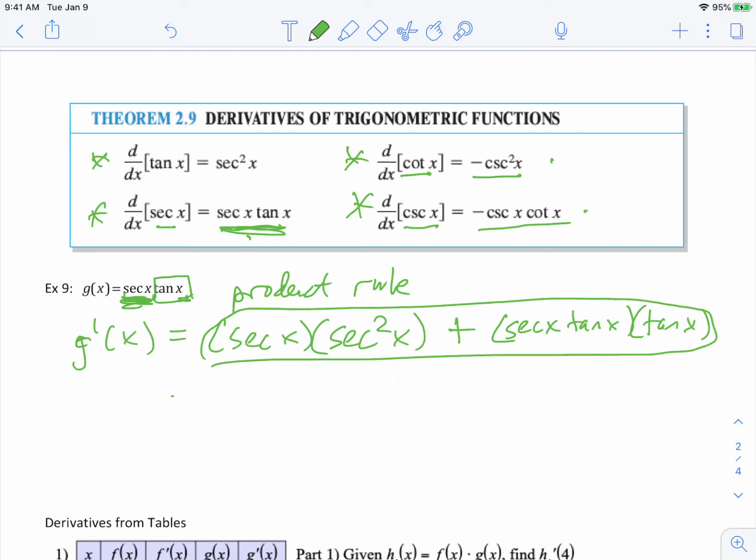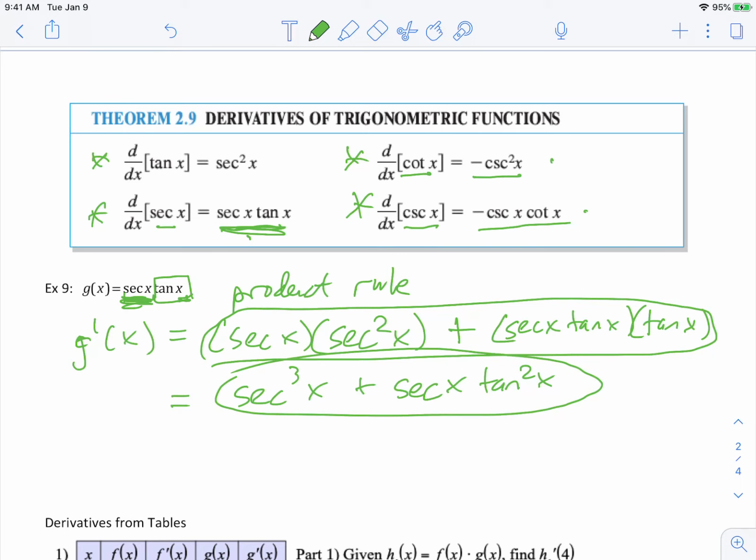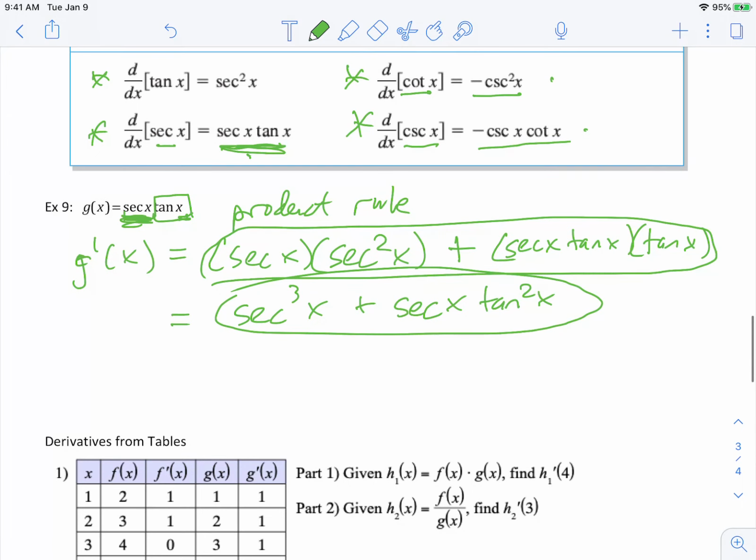Doesn't look like that really turns into anything convenient, so we can leave it that way. I guess if you really wanted to, you can do secant cubed plus secant x tangent squared of x. That's the same thing, but again, either one of those is fine.